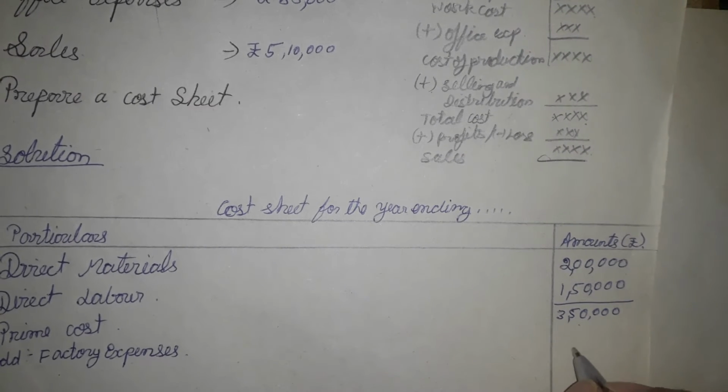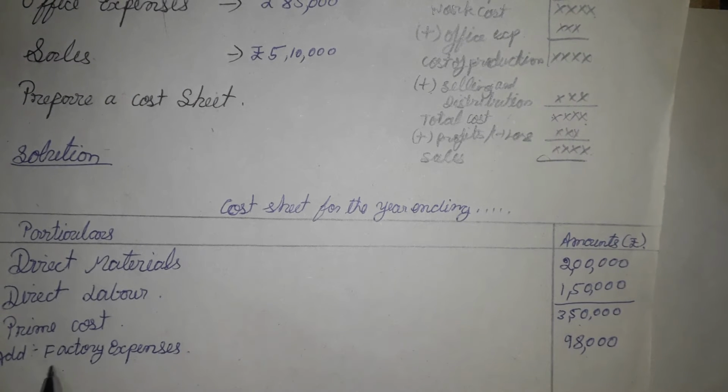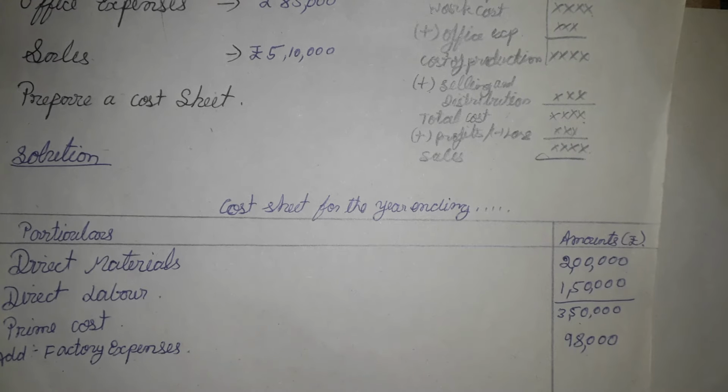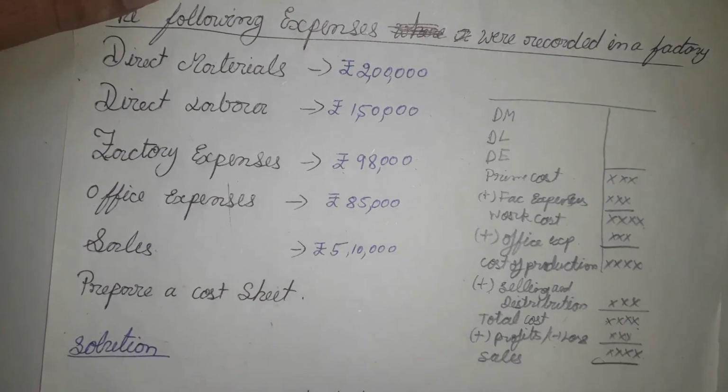So again I'm repeating, if they had not given it directly but given various expenditures, we record it here only. After prime cost we add those expenditures. For example, if it was depreciation of factory machinery, we record it here. If it was rent of factory paid, we record it here itself. Okay, so here they have given it directly, so we are taking it directly. So that is 98,000 done.